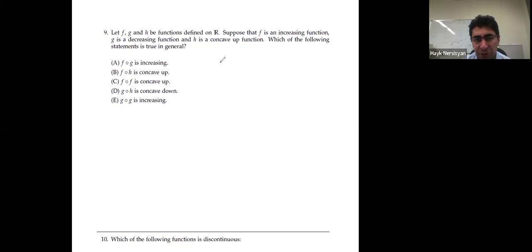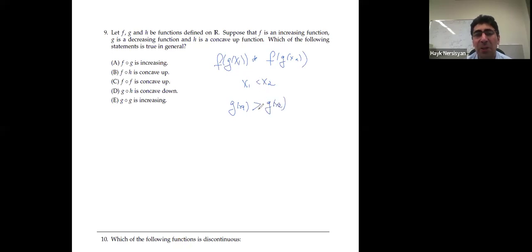F itself is increasing, G is decreasing. What can we say about F(G(x))? So is it increasing or not? To understand whether it is an increasing function or not, we should choose x1 and compare the value of this function with F(G(x2)), where we know that x1 is smaller than x2. If here the sign will be smaller, the function is increasing. So what do we know about G? G is decreasing. G decreasing means G(x1) is greater than G(x2).